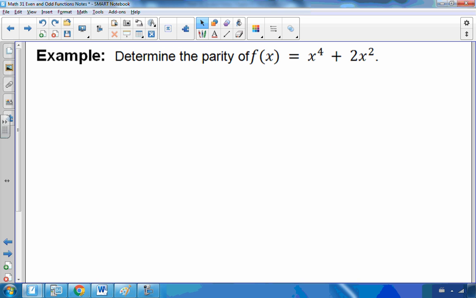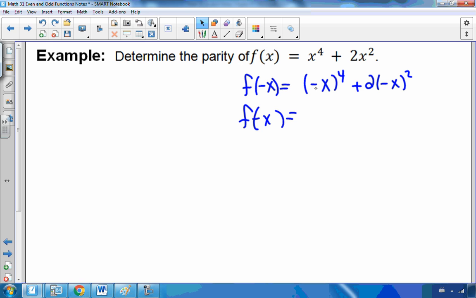So let's determine the parity of this function f of x. So very first thing, I start with f of negative x. So replace each of my x's with negative x. And then I simplify. So negative x exponent 4, because it's an even exponent, a negative multiplied by itself an even number of times is positive. And same thing here, negative x squared, a negative times a negative twice is just a positive. So I just check, and this is f of x.